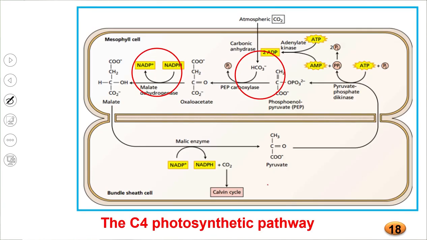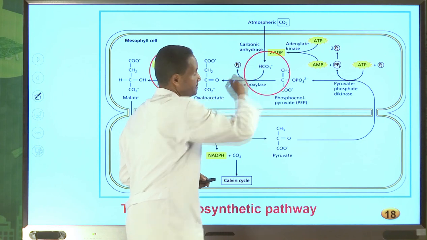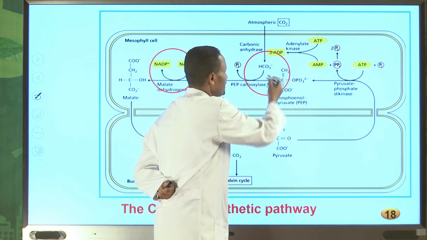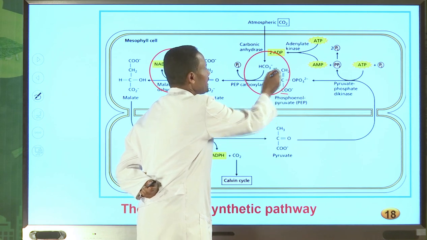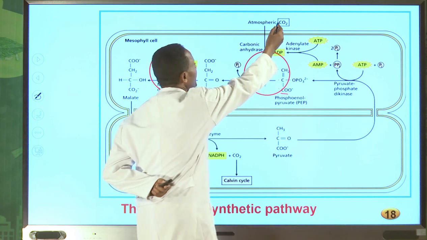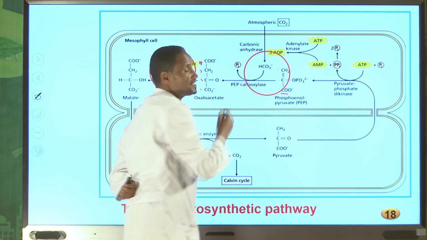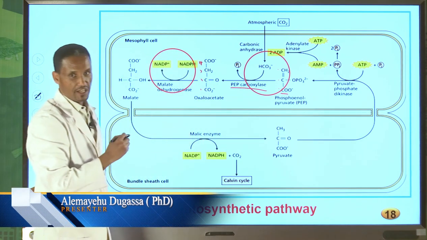Now let us see this diagram, the carbon-4 photosynthetic pathway. Here, atmospheric carbon dioxide becomes fixed, and when it is fixed, it is accepted by phosphoenol pyruvate. Phosphoenol pyruvate has 3 carbon atoms. But when one carbon atom is added or accepted by this phosphoenol pyruvate, the number of carbons becomes 4.